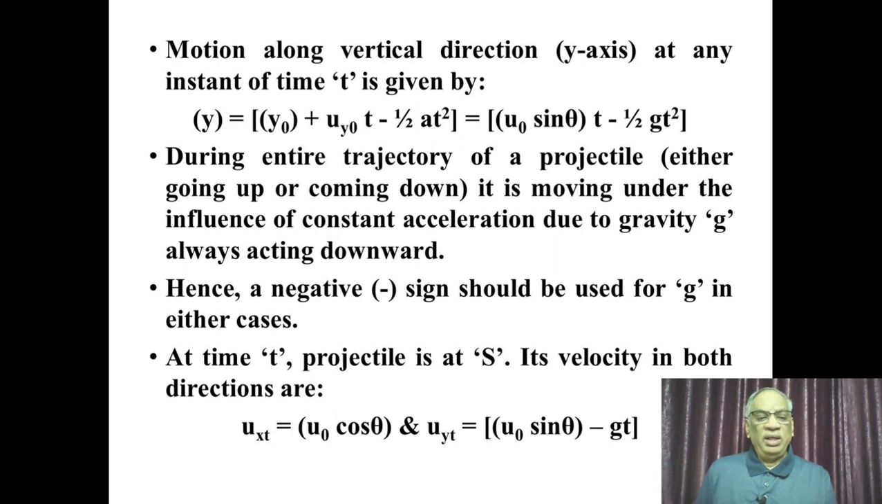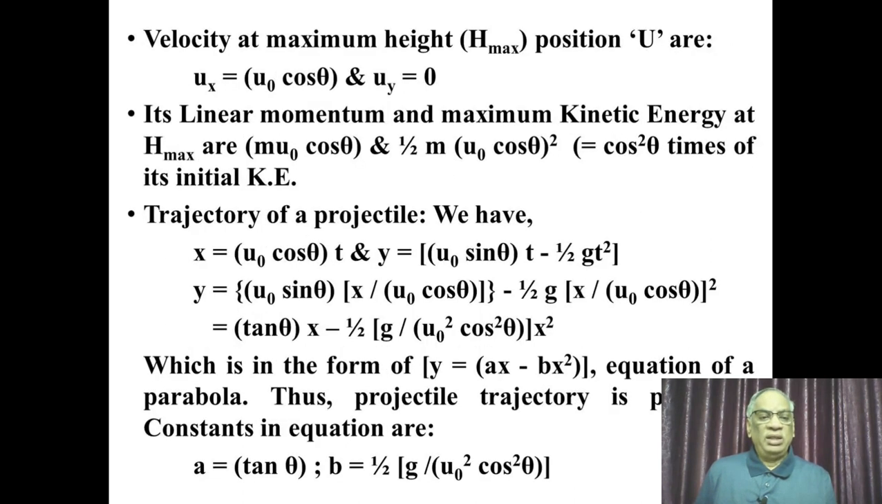So at any time t, the projectile, like at S, has its velocity in both directions given by ux = u naught cos theta, and uy = u naught sin theta minus gt. Here t is any instant of time. And if you want to calculate the velocity, linear momentum, maximum kinetic energies, etc., and the trajectory equation, the path which it follows, can be obtained as follows.